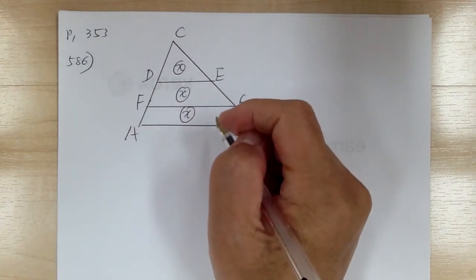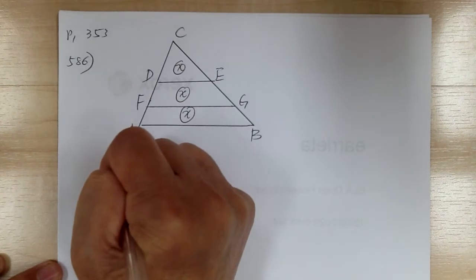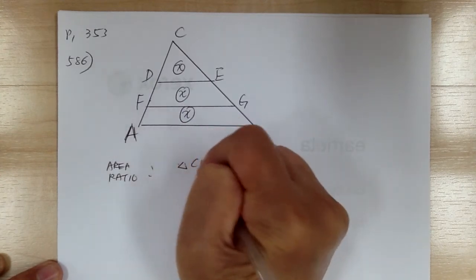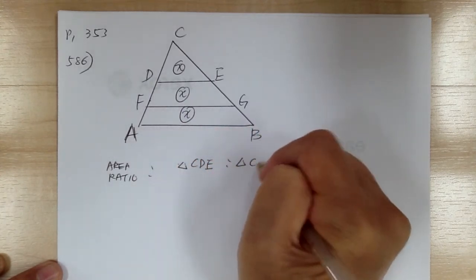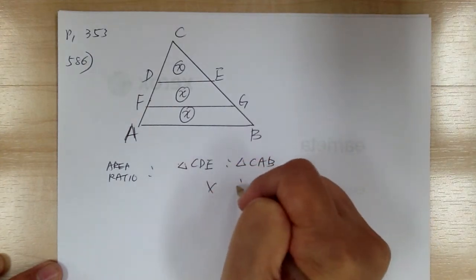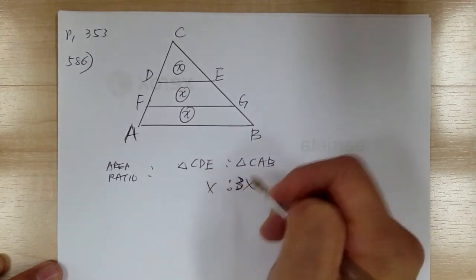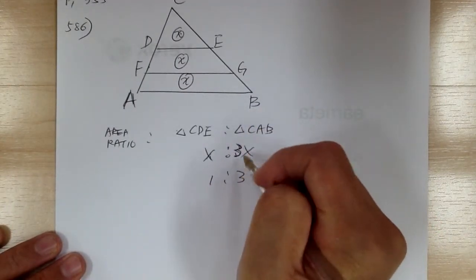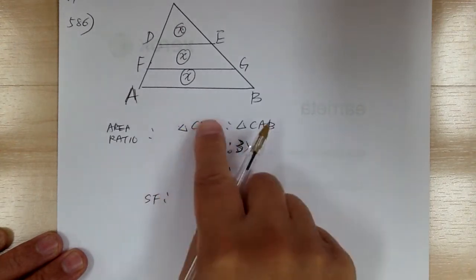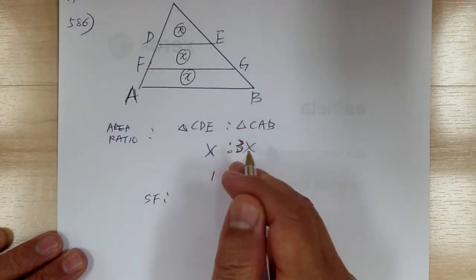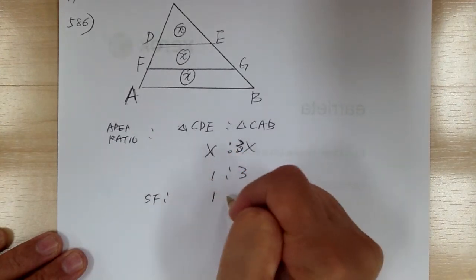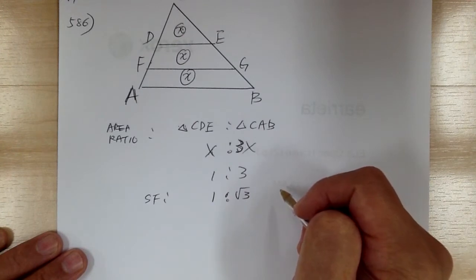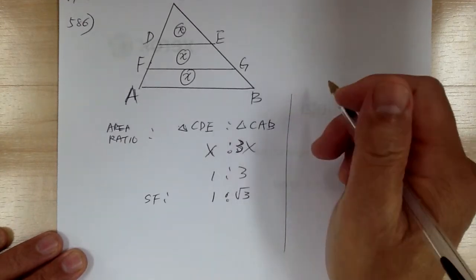Let's go into the area ratio first. The area ratio of triangle CDE to triangle CAB would be X to 3X. Again, CDE is X and CAB is 3X, so the ratio is 1 to 3. For the scale factor, because area is two-dimensional, you have to take the square root, so it'd be 1 to the square root of 3. And you're going to do the same thing over here.